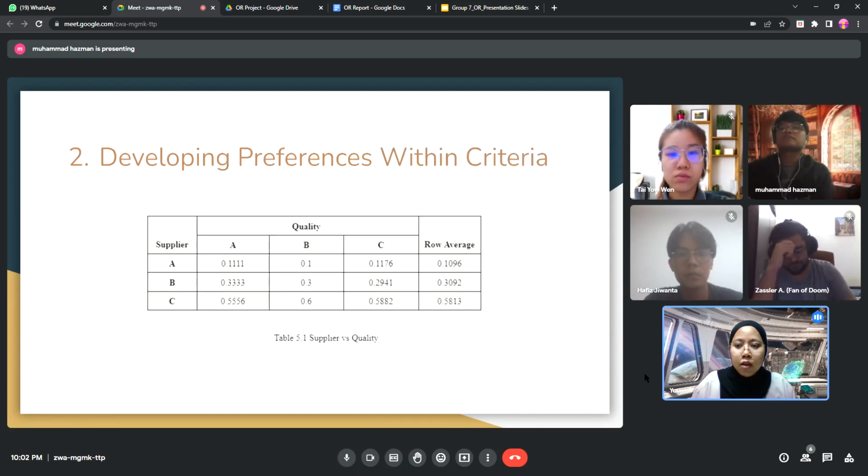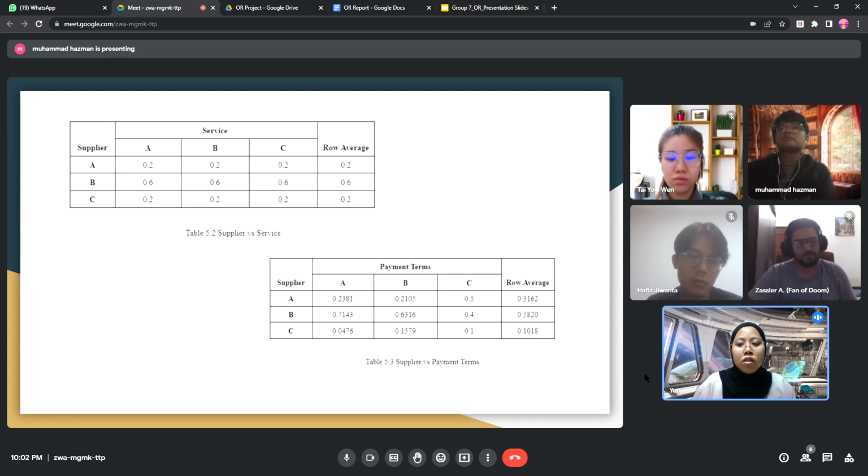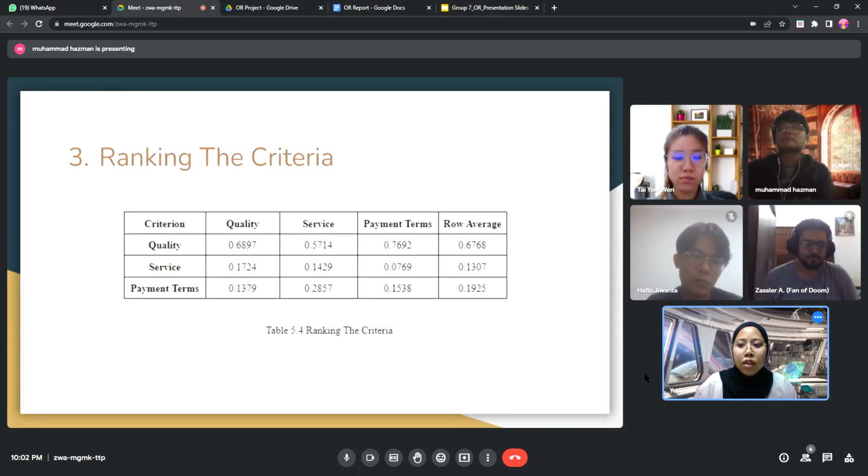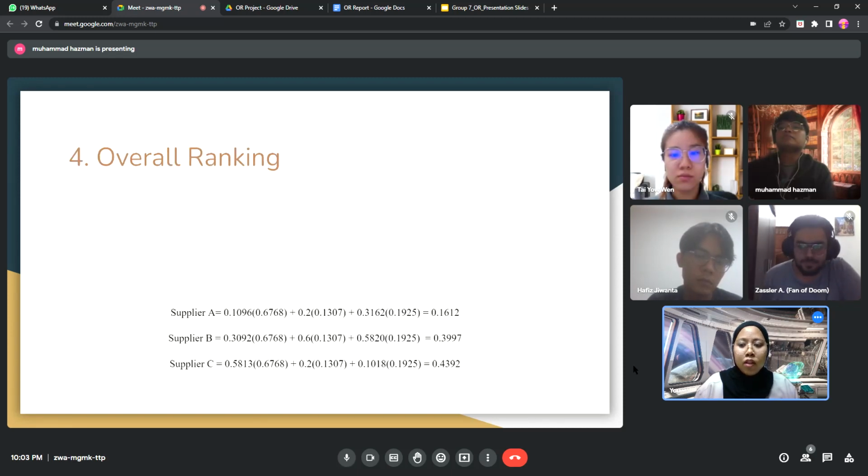Okay, for the next step, we must develop the preference within criteria of each supplier versus quality. So this is for supplier versus quality. Next, this is for supplier versus service and supplier versus payment terms. Okay, next slide. The third step is ranking the criteria. So these are the criteria ranking for each criteria. Okay, next slide.